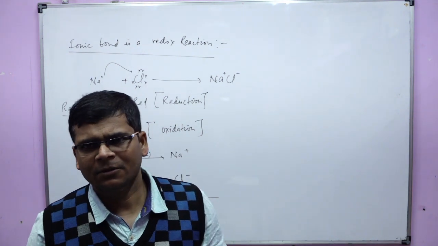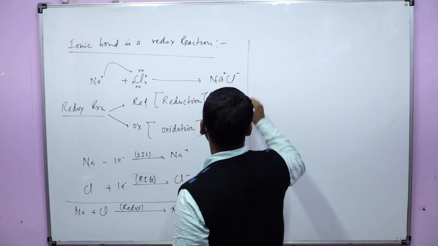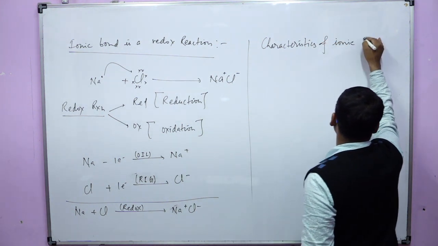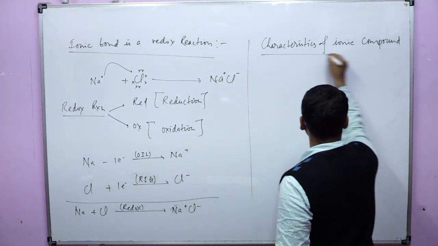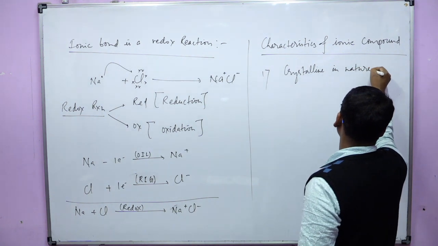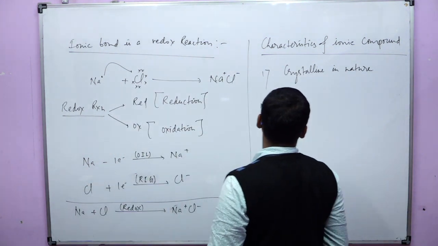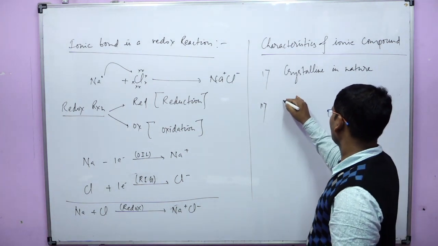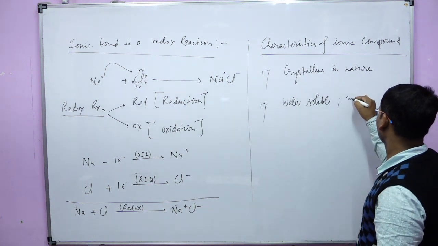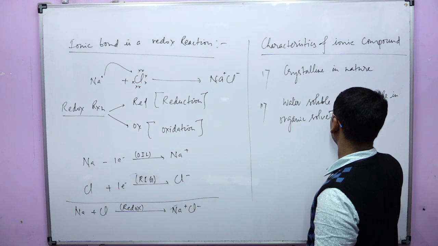In general, the properties of ionic compounds are that they are crystalline in nature and soluble. So let us analyze some of the important characteristics of ionic compounds. First one, they are crystalline in nature, which means they have a definite shape. Next one, they are water soluble. They are soluble in water, but may not be soluble in organic solvents. They may not dissolve.